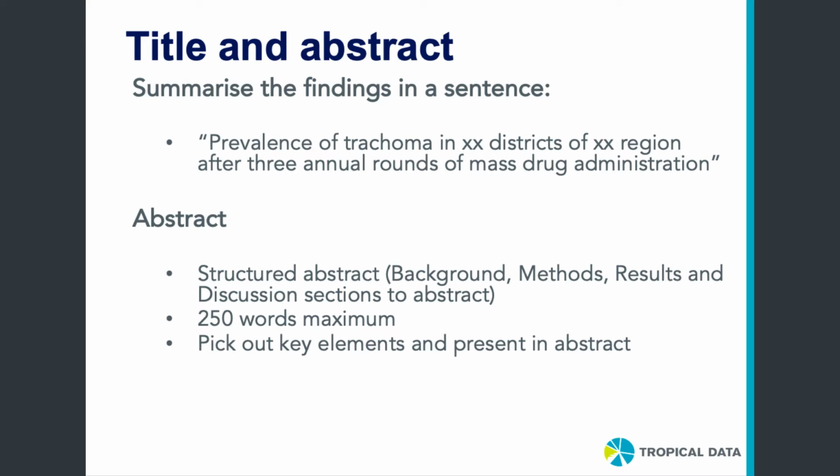For the abstract, the journal asks you to structure with the following sections: background, methods, results, and discussion. The abstract should be a maximum of 250 words, and you should pick out the key elements of your paper to present in the abstract.